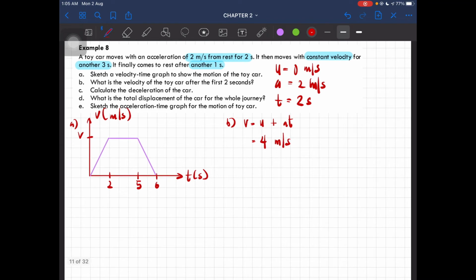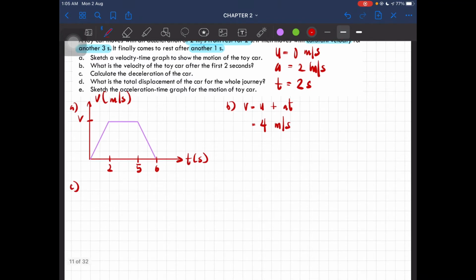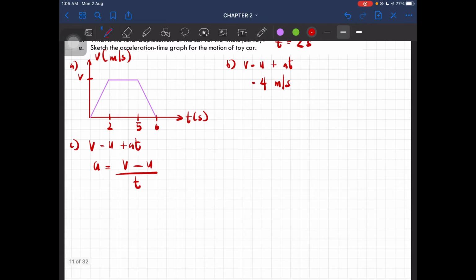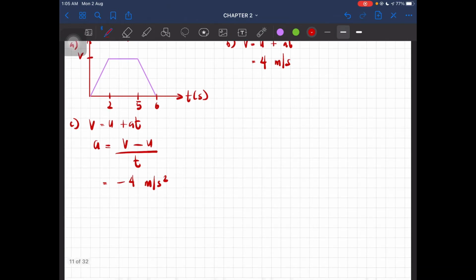Okay, next, calculate the deceleration of the car. Again, we can use this formula, but now we have the final velocity, so we can just find the deceleration of the car as it comes to rest. Plug in the values, and you will get negative 4 meters per second squared as the deceleration rate.